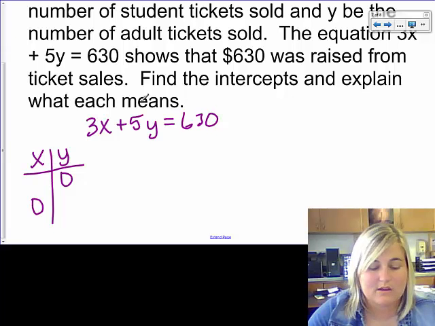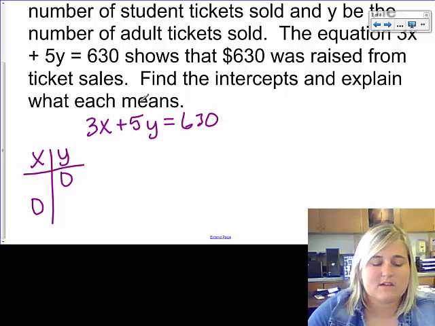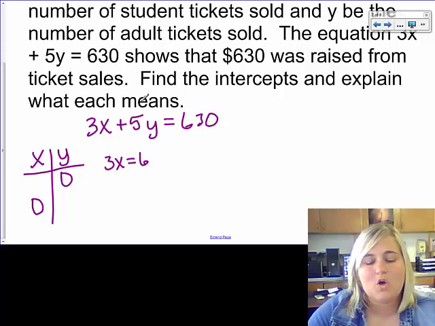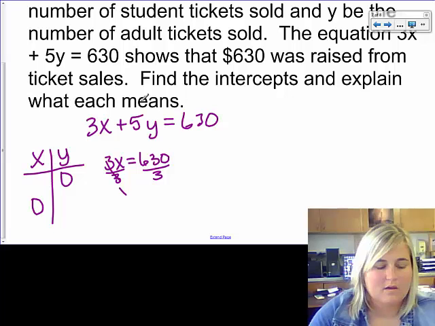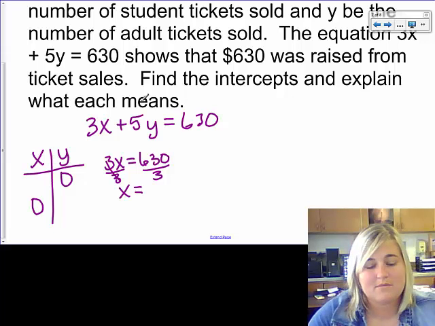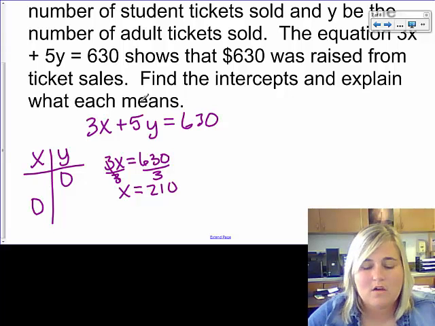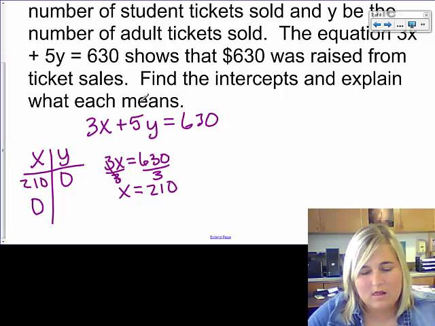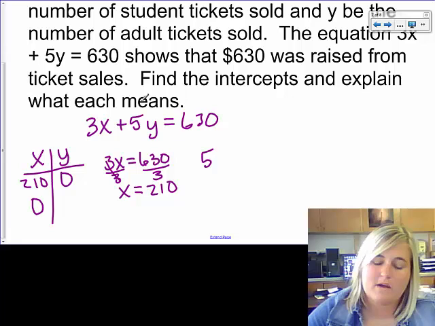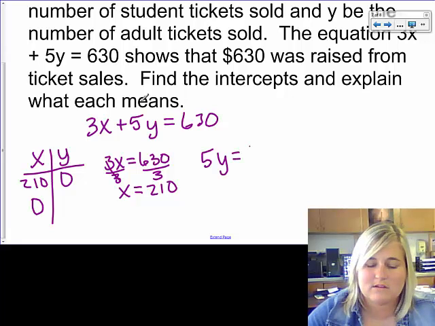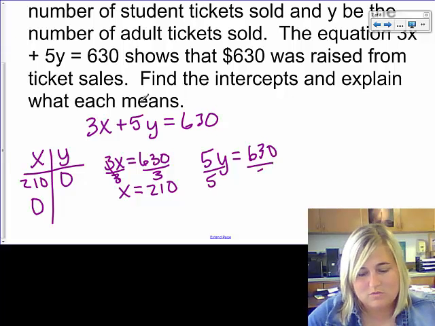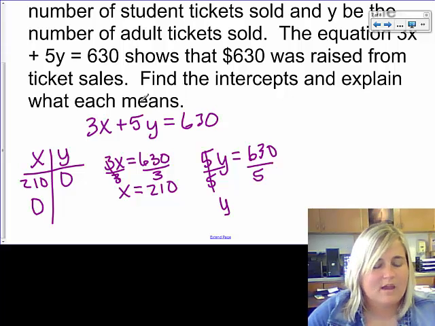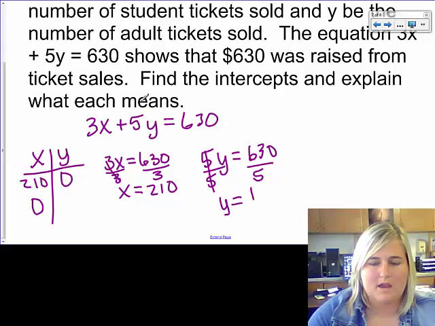So on the first one, if I plug in 0 for y, that will cancel out, which means I will have 3x equals 630. To get x by itself, I divide by 3 on both sides. My 3's will cancel, which leaves me with x equals 210. Then I'm going to do the same thing for y. If I plug in 0 for x, that cancels out. So I'm left with 5y equals 630. To get y by itself, I'm going to divide by 5 on both sides, which leaves me with y equals, and this will go in once, 122.